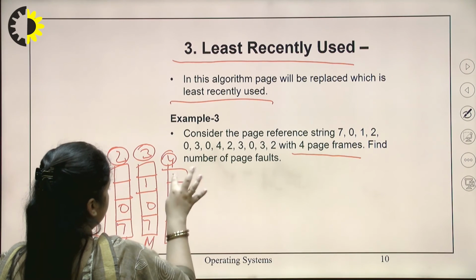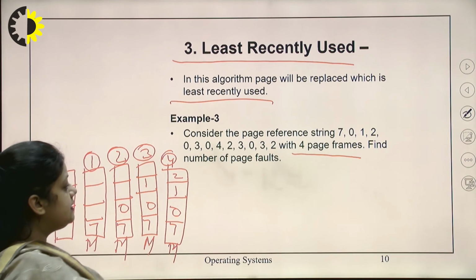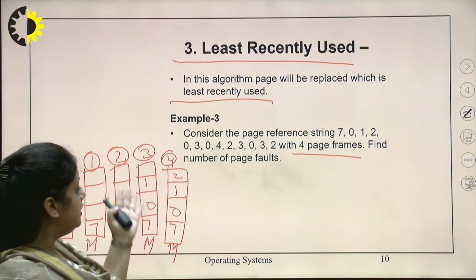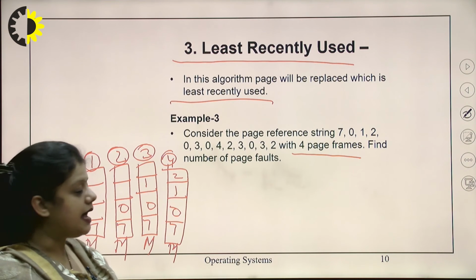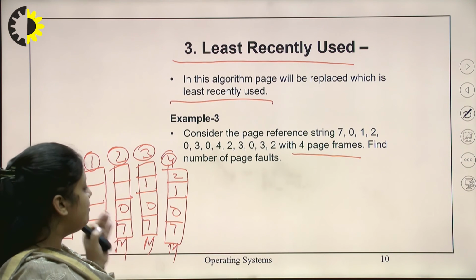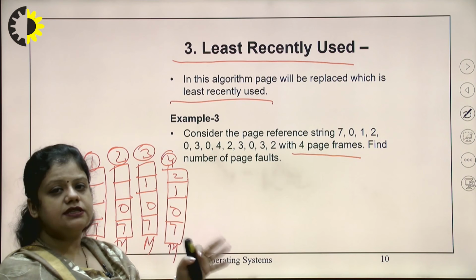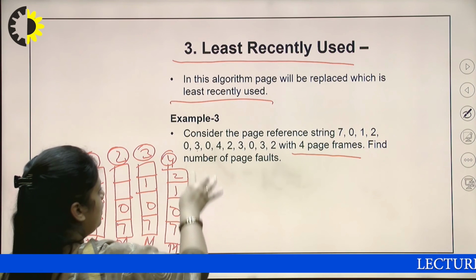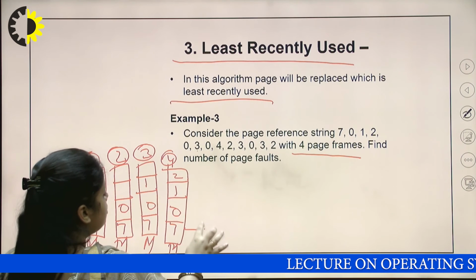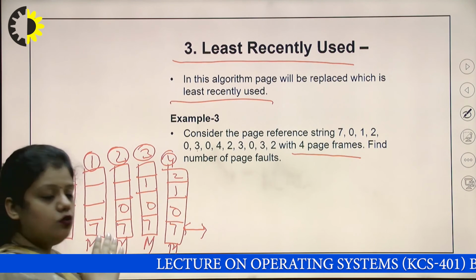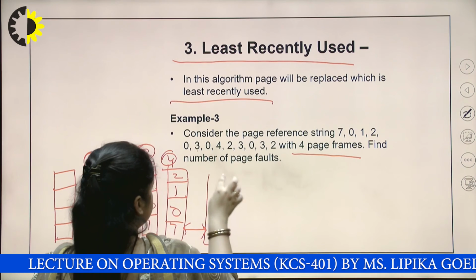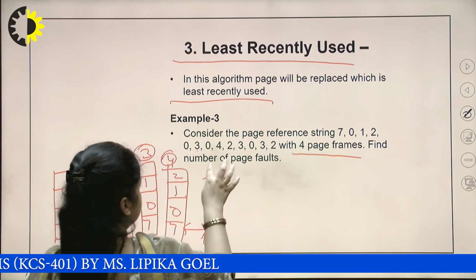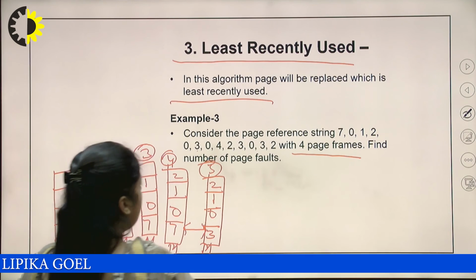7, 0, 1 and 2. The next is 0. 0 is available. Then 3. Now we have to replace some page with 3. Now which will that be? In least recently used, we will replace the page which is least recently used. So if we see, for this 3, 0 has been used just now, 1 is also used, 2 is also used. So 7 is the one which was used long ago. So I am going to replace 7 with 3. This is my 5th miss that has taken place, for 3.